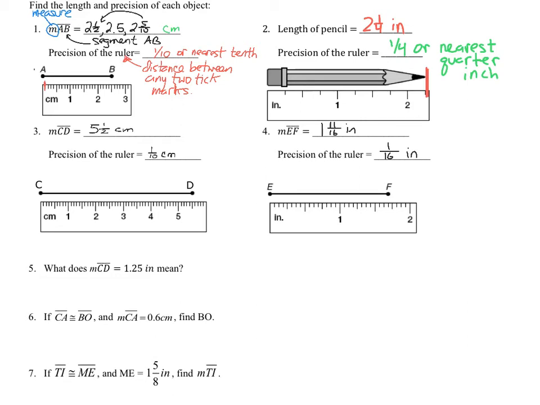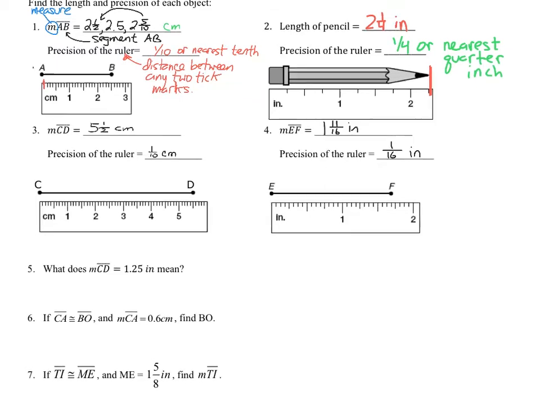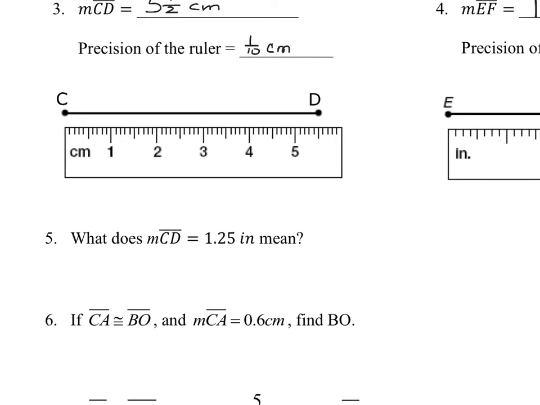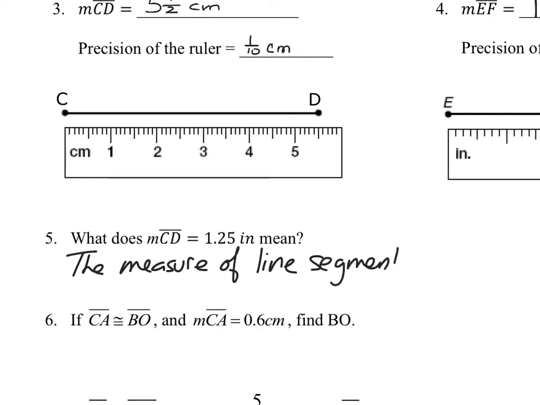So number 5. What does MCD mean? Well, we wouldn't have gotten this far if we didn't have a sense of that. That's saying that the measure of line segment CD is 1.25 inches.